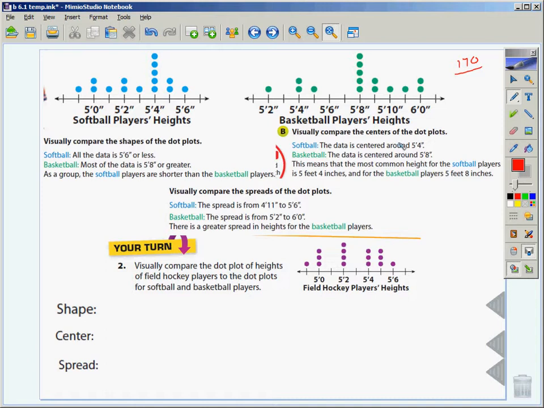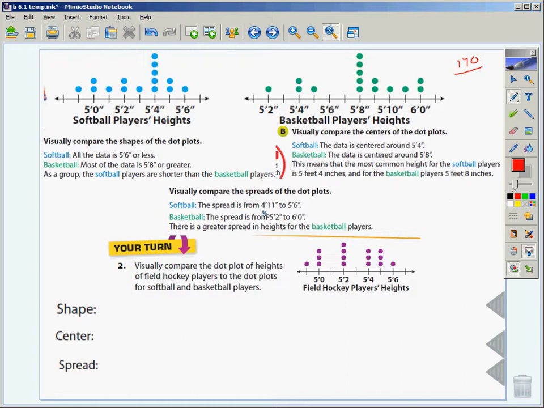Visually compare the centers. The center of the data is about 5'4" here. The center of the data is about 5'8" here. And it means the most common height for softball players is 5'4", and the most common height for the basketball players is 5'8". There's 4 inches difference between the two.